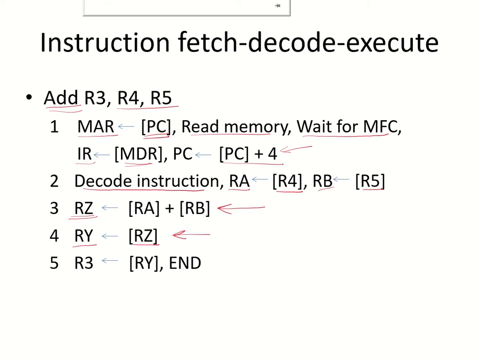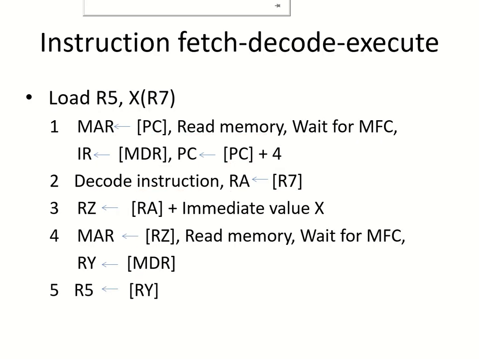In the fifth stage, the writing of the register file has to take place. So the contents of RY will be sent to the register file, and since here R3 is the destination register, it will be enabled. The address of R3 will be put into the register file address input port. The register file will be enabled with a write enable, and the contents will be stored in R3. So this completes the fetch, decode, execute of the add instruction.